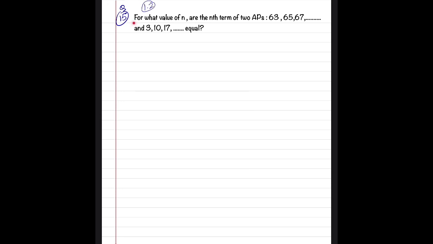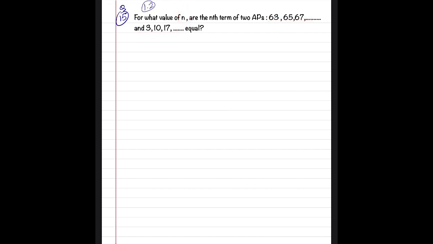The question is, for what value of n are the nth terms of two APs equal? The two APs given are 63, 65, 67, and so on, and 3, 10, 17, and so on. This is the question they are asking: for what value of n do both APs have the same value?